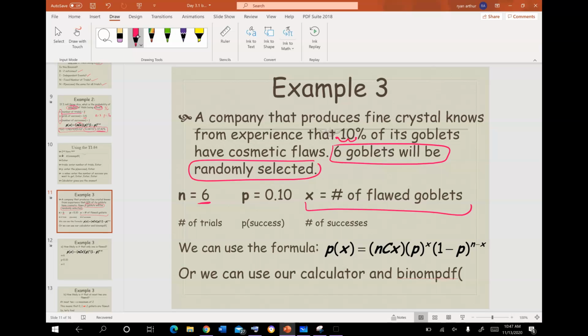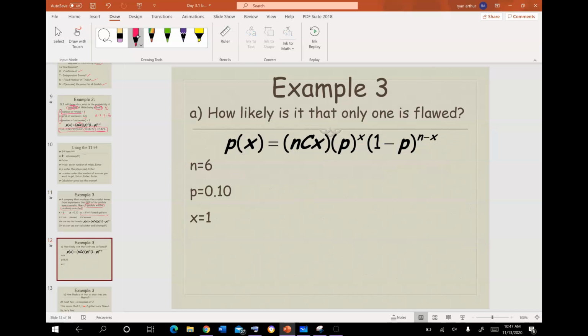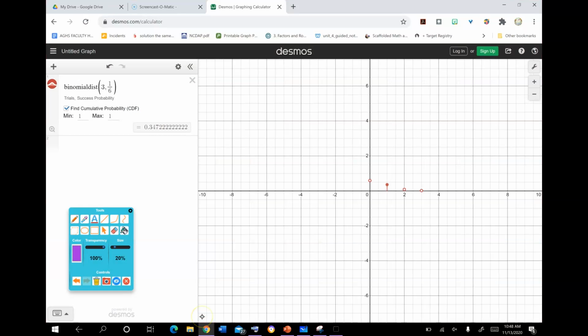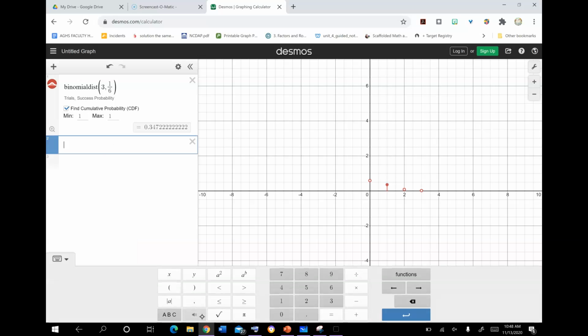So let's go to example 3. I want to know how likely it is that only 1 of them is flawed. Just 1. So I have 6 goblets that I'm testing. There's a 10% chance that they're flawed. And then I want 1 flawed. Okay, so we're going to go back to Desmos. We're going to do this again.